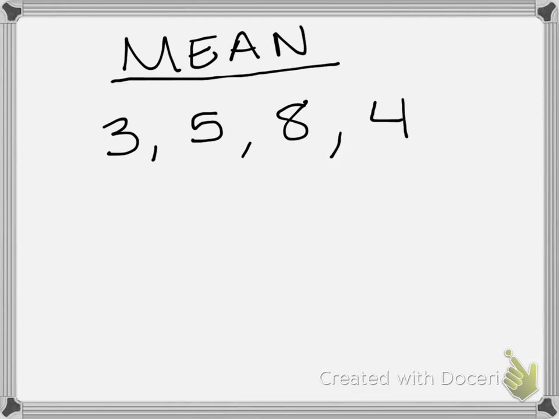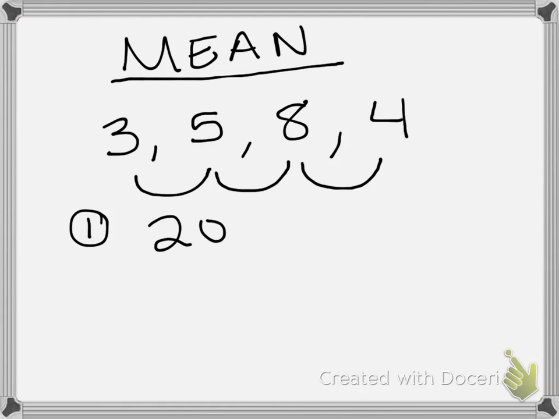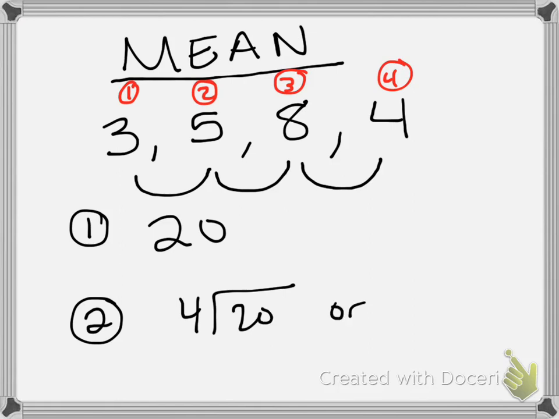If they ask you to find the mean of these four numbers, the first thing you need to do is add these four numbers together. So I know 3 and 5 is 8, so 8 plus 8 is 16, and then 16 plus 4 is 20. My next step is I'm going to count how many numbers I added. Here's 1, 2, 3, 4. I added 4 numbers, so that means I need to divide by 4. I think in my head, 4 goes into 20 5 times. So the average of this set of numbers is 5.